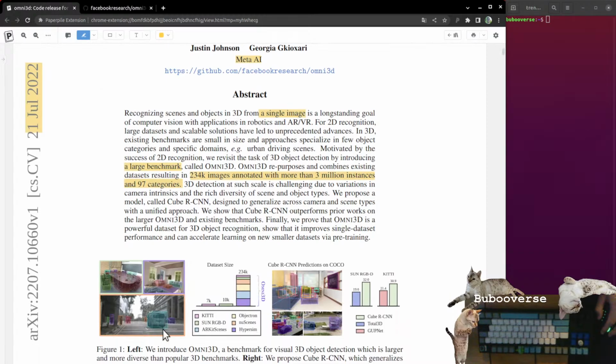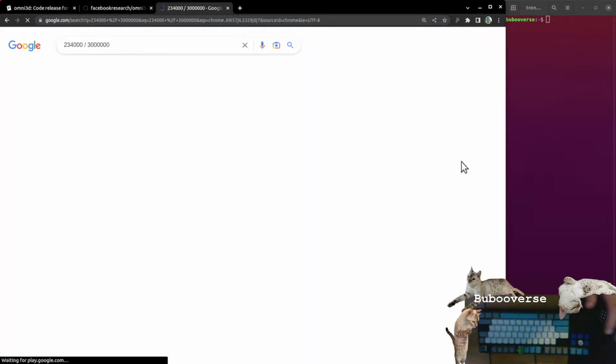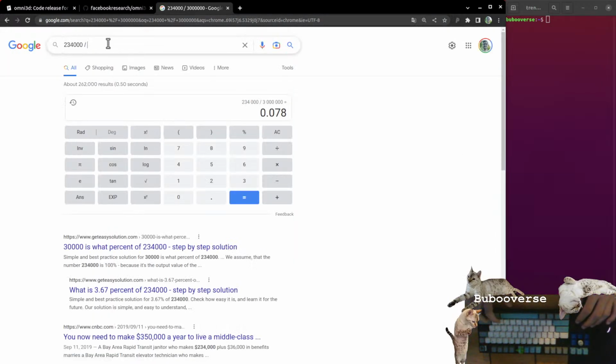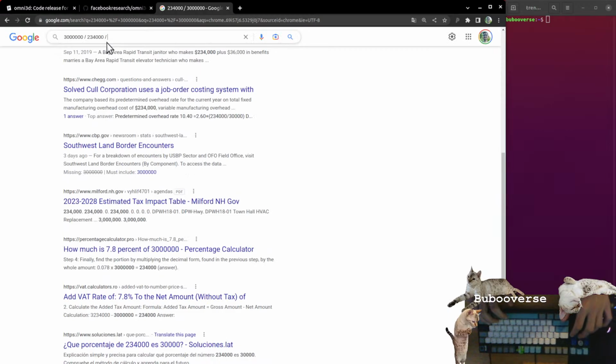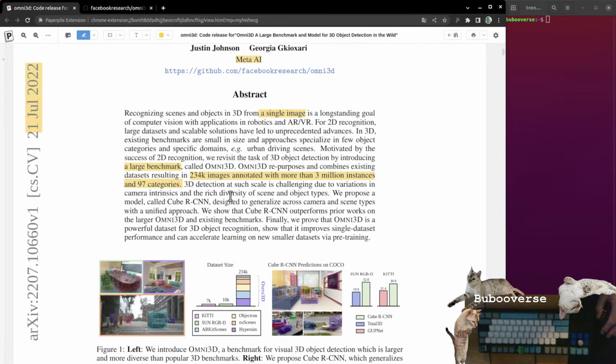Instances is, for example, this bounding box on this car here. So 3 million, or 234,000 divided by 3 million, or actually the other way around would have been better. It's about 12. So you have roughly 12 objects per image. And those are split into 97 categories.